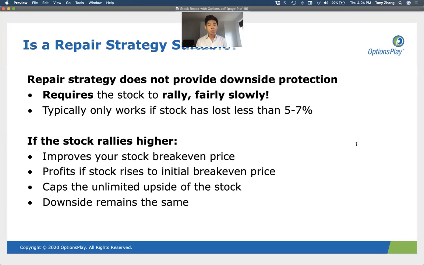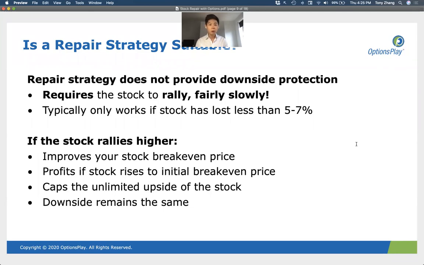So what is a repair strategy? First of all, I think it's important to understand, because many times when we're in a losing trade, we have two needs, if you will, usually when we have a losing stock trade. Number one, we want to stem the downside risk. We don't want to lose any more money. And number two, we want to get ourselves back to break even quicker than we would normally if we just simply held on to this trade.